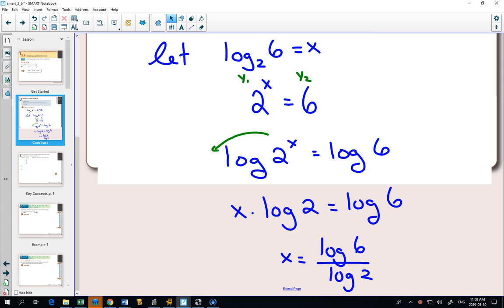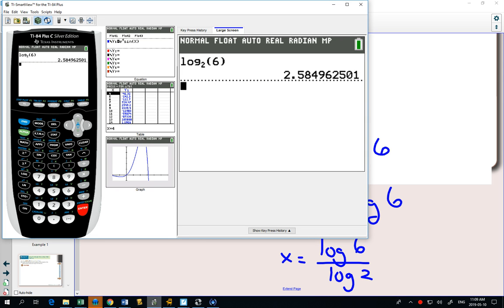So we go back to our calculator and check that out. If I do log of 6 divided by log of 2, I get the exact same answer. So if you don't have a special base thing on your calculator, then this will work. You're welcome.